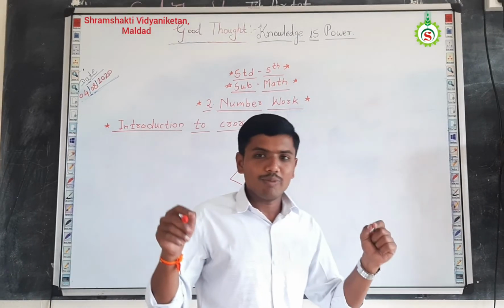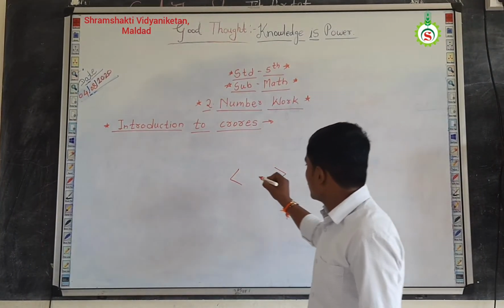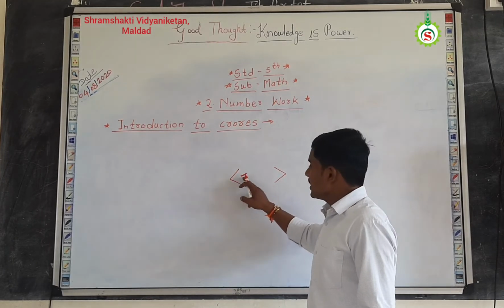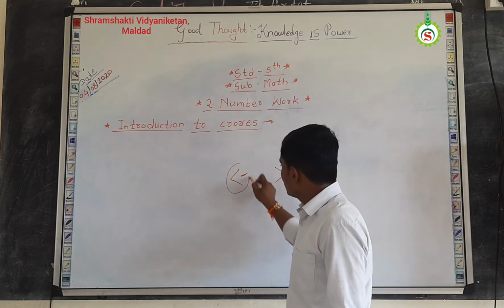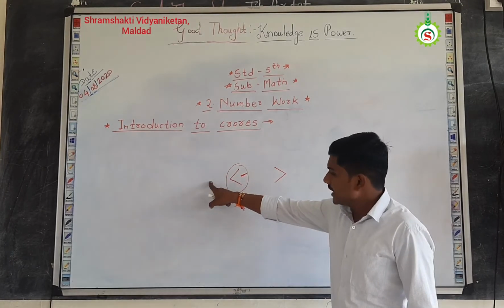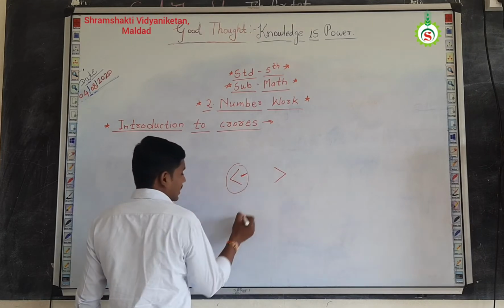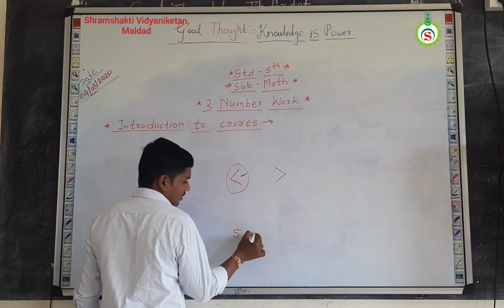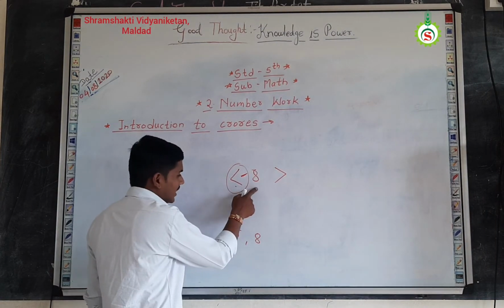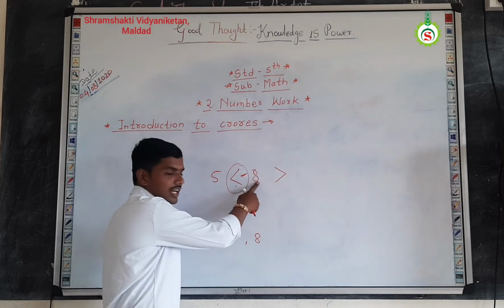Once you identify which is the smaller number and which is the bigger number, you have to keep the face of that arrow toward the larger number. That means the bigger number should be on this side, and the smaller number here. Suppose I have two numbers, 5 and 8. Which is bigger? 8. So for that symbol, I would write 8 here and 5 here. The face of that symbol is toward the larger number.